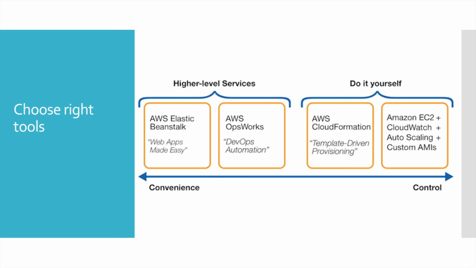AWS provides several kinds of tools for you to maintain the infrastructure. Sometimes we want it more convenient. Sometimes we want more control. So here is a list of the tools that you can choose. You choose whether it is convenient or you have more control. The most manual work is to do it yourself. You use AWS EC2, CloudWatch, autoscaling, custom AMIs, all those things, you manually create those resources.